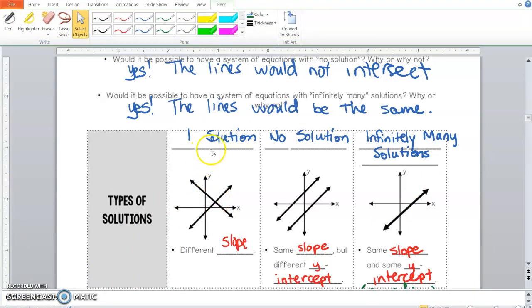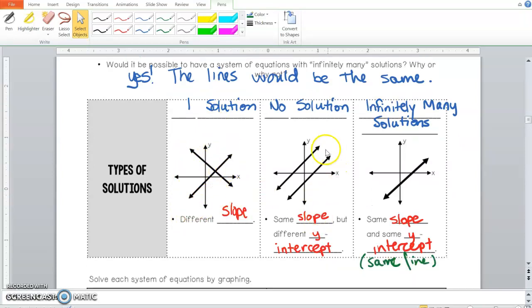So as you can see, for one solution, they have different slopes for the lines. No solution, they're parallel, so they have the same slope but a different y-intercept. Where they intersect the y-axis is different. And here they have the same exact slope, the same exact y-intercept, because they are the same line.